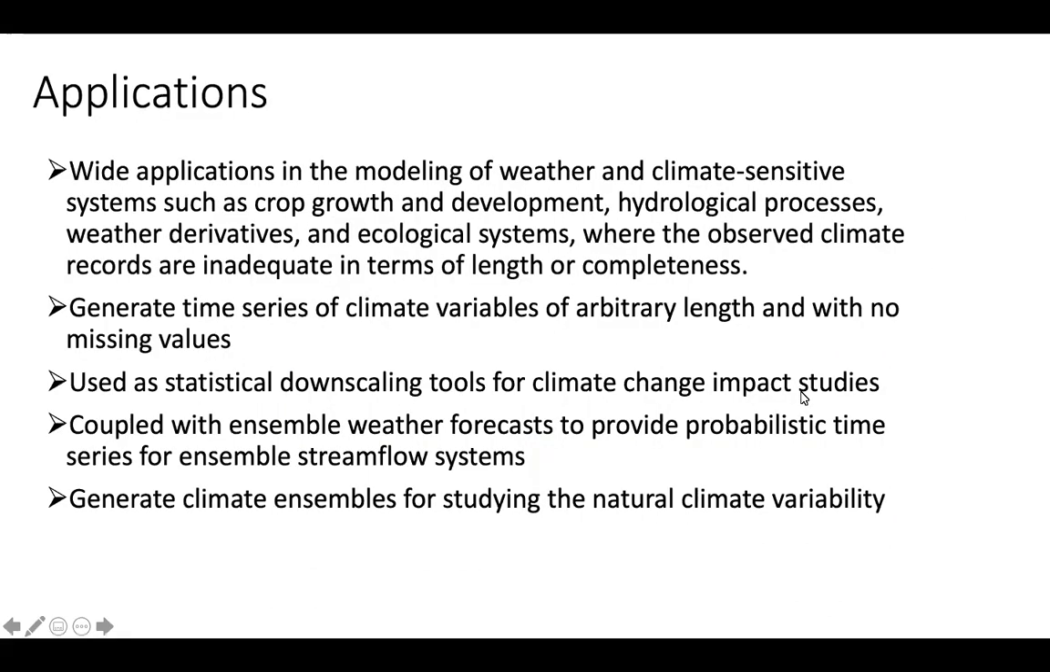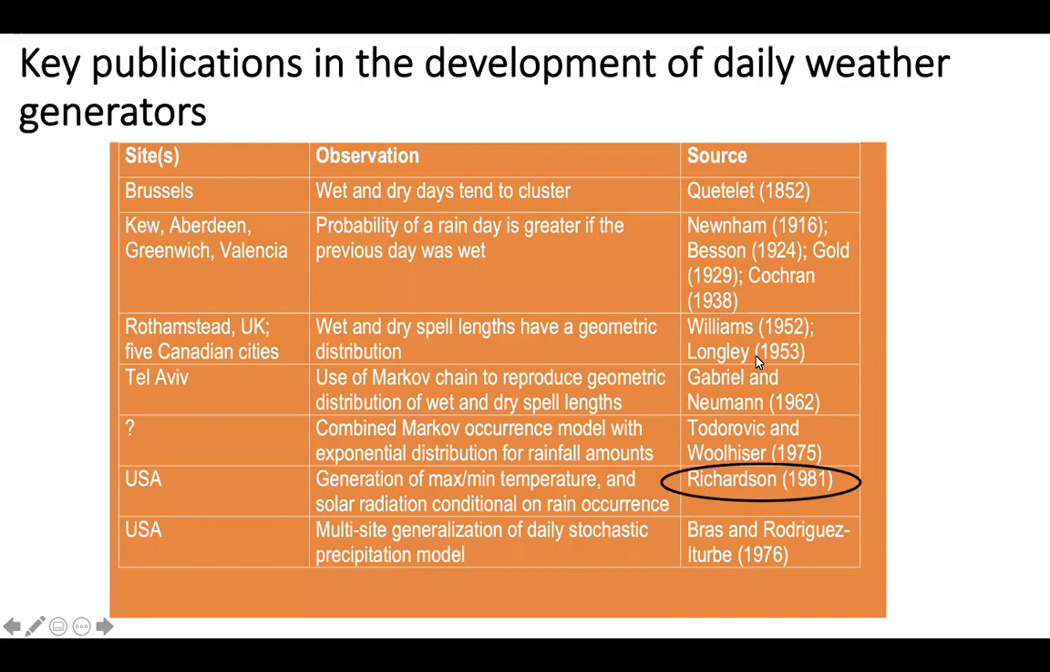The applications of weather generators are wide. They are mostly used for climate change impact studies in hydrology or crop growth modeling, where they need a huge weather data set. They can also be used for statistical downscaling in climate change impact studies, or to generate ensembles for natural climate variability. Research has been done since the 18th century, but most of the popular weather generators are based on the Richardsonian model, published in 1981.